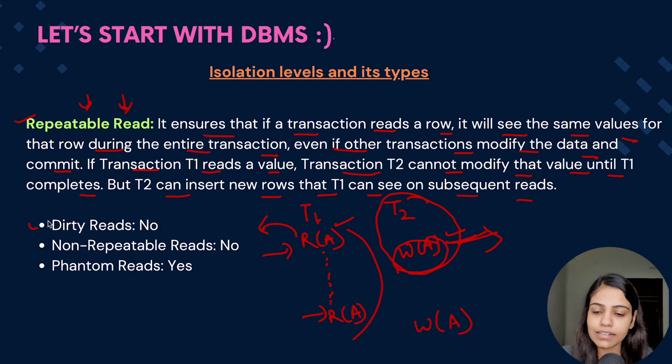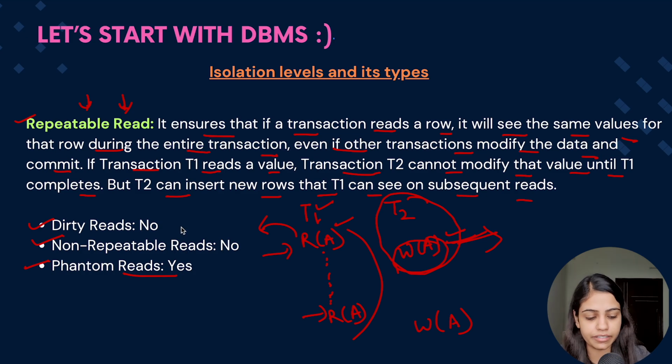Because of this, dirty read is stopped. Non-repeatable read will also not happen because any modification done by another transaction has to wait until transaction T1 is complete. But T2 can go ahead and insert some new rows. So because of this, phantom read still exists here, but dirty reads and non-repeatable reads are taken care of.